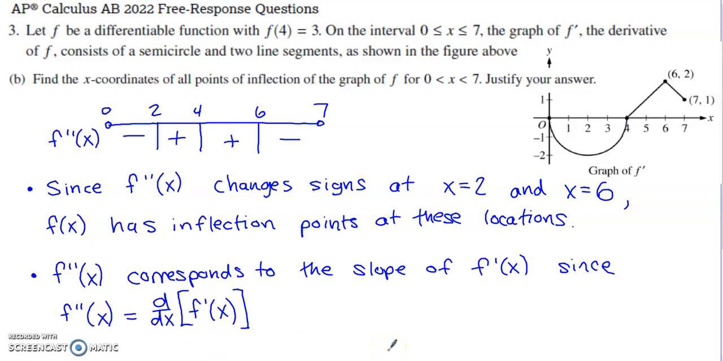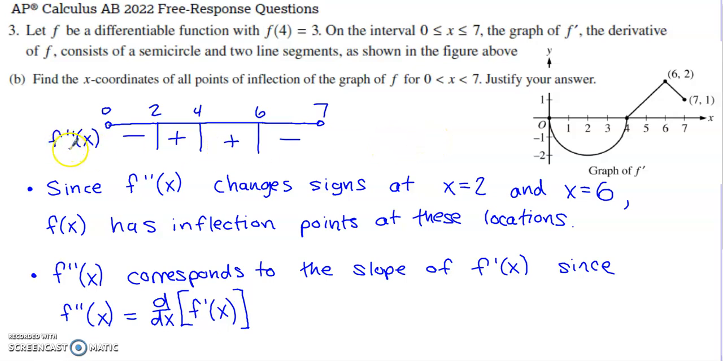Part B wants us to find the x-coordinates of the points of inflection of f on the interval 0 to 7, and then we are asked to justify our answer as we always are. So you hopefully realize points of inflection are places where the graph changes concavity. Concavity is determined by the second derivative. So normally I would advise my students to build a sign chart for determining concavity and points of inflection.